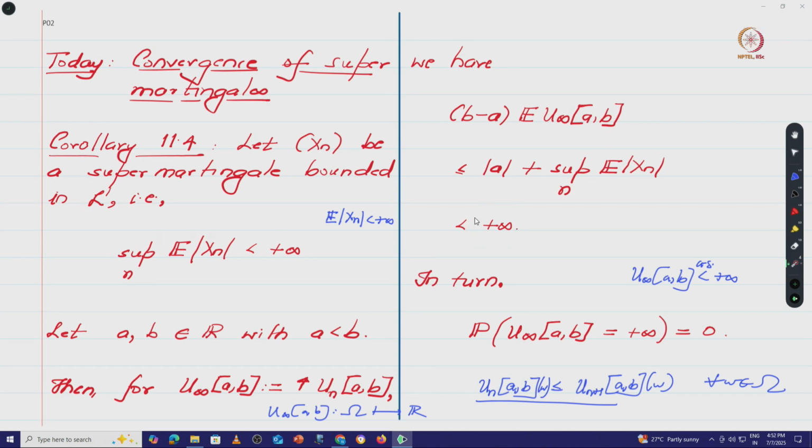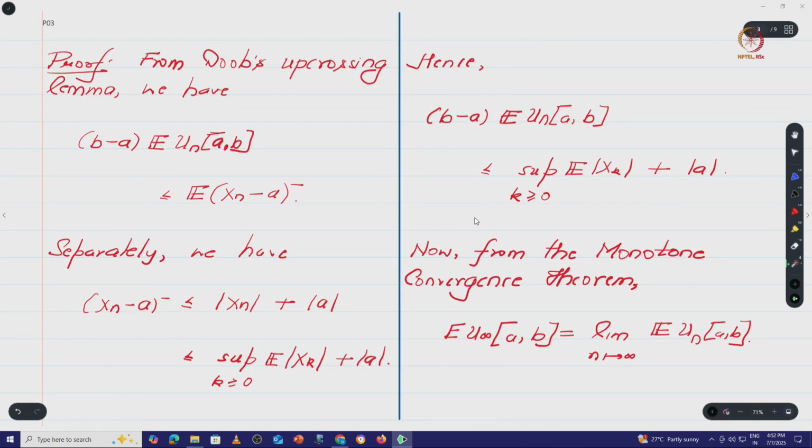Okay. So, we are now going to prove this result. Let us go about proving this result. From the result that we saw in the previous class, in particular from Doob's upcrossing lemma, we can conclude that (b minus a) times the expected value of UNAB is less than or equal to the expected value of (Xn minus a) minus. Separately, one can see that (Xn minus a) minus is trivially less than the absolute value of Xn plus the absolute value of a. If you are a listener hearing this lecture, please figure out why this inequality holds. The hint is that it is a consequence of the triangle inequality.